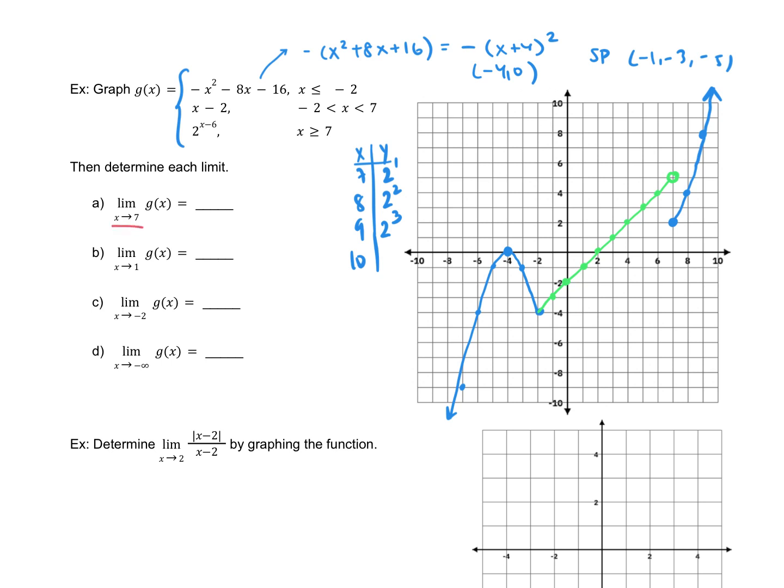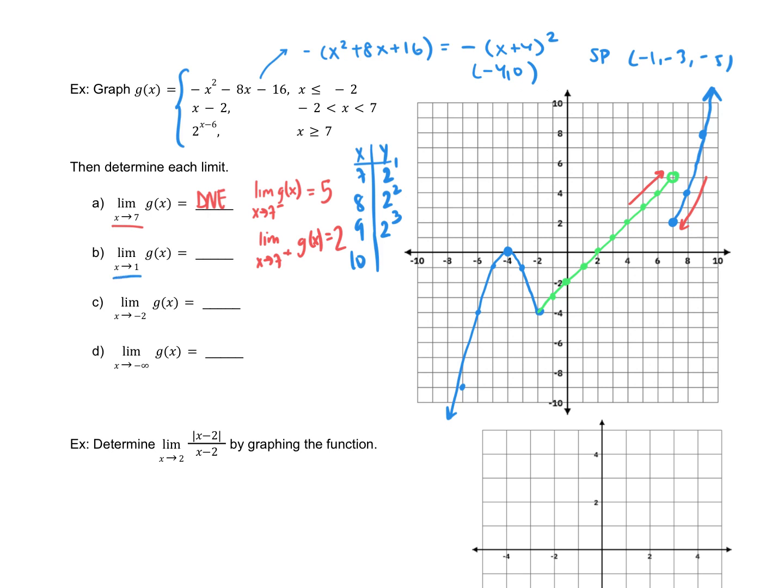So we'll start with the limit as x approaches 7. From the left side, we're approaching 5, but from the right side, we're approaching 2. So the limit does not exist. And my justification would be those left side, right side limits. The limit of g of x as x approaches 7 from the left is equal to 5. And that's coming from following the line. And the limit as x approaches 7 from the right of g of x is 2. And that's following the exponential. And that's why it does not exist.